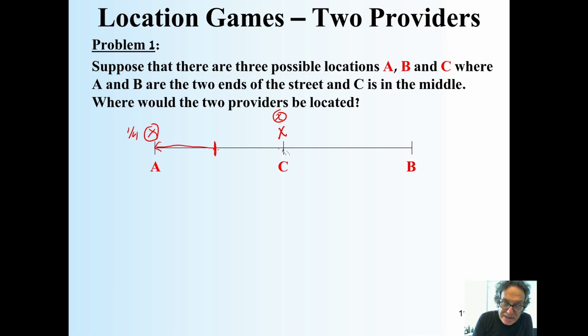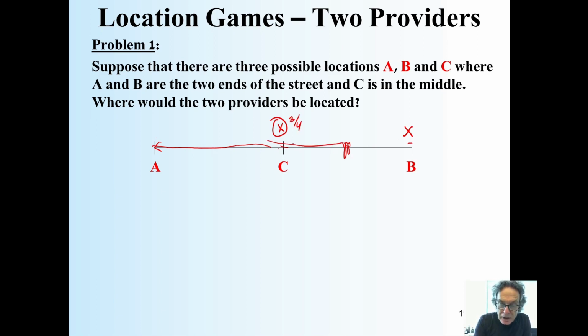So if you are at C, I should be at C. If you are at A, I should be at C. Similarly, if you are at B, again, I should be at C. Why? Because then I get all this plus half of this interval. So I'm going to get 3/4.